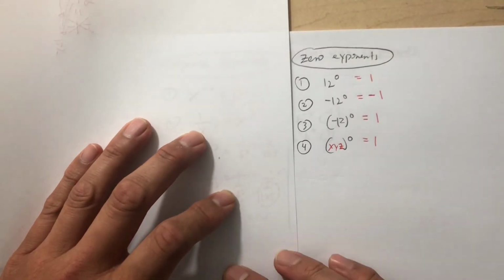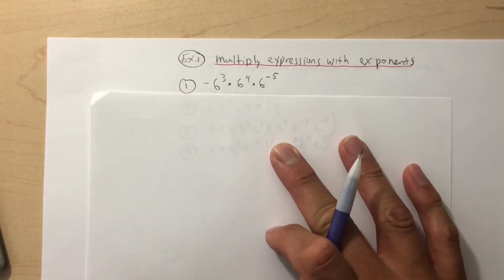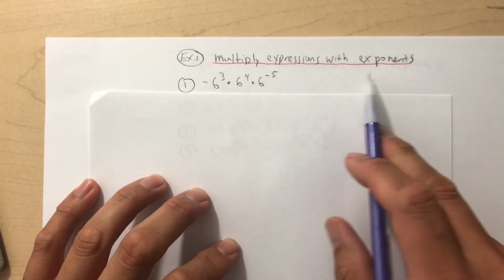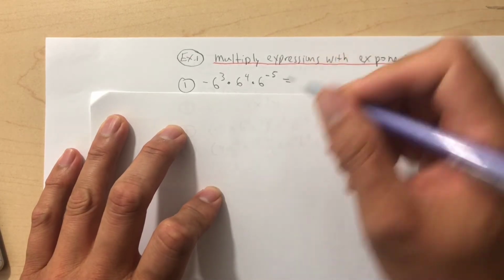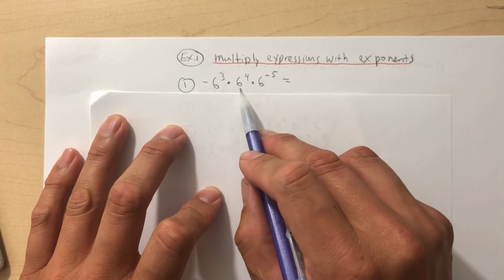All right, let's go ahead and move on to today's lesson real fast. All right, welcome back. Here's today's lesson. We're going to do multiplying expressions with exponents. When you multiply, if they have the same base, you can add the exponents; if they do not, you can't do that. So they're the same base, 6, 6, and 6.